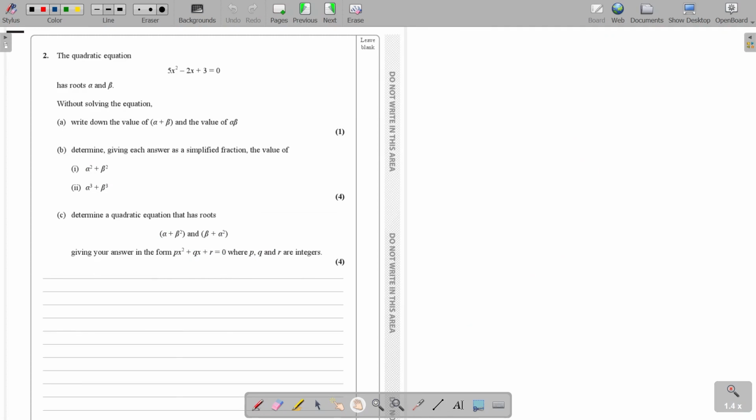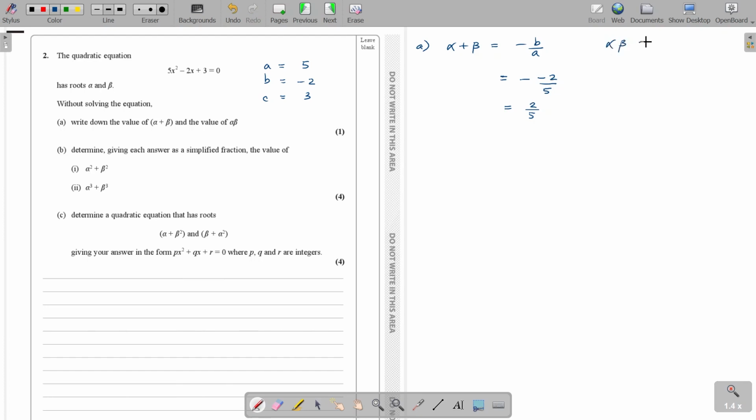Okay, question number 2. They say the quadratic equation 5x square minus 2x plus 3 equals 0 has roots alpha and beta. Without solving the equation, write down the value of alpha plus beta and the value of alpha beta. So you all know alpha plus beta is supposed to be minus b over a. What are your a, b, c values? A is 5, the x square coefficient, b is minus 2, the x coefficient, c is 3. So alpha plus beta is minus b over a, minus minus 2 over 5. So alpha plus beta is 2 over 5, agreed?